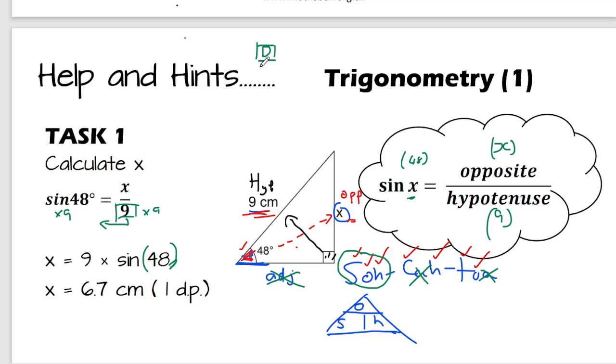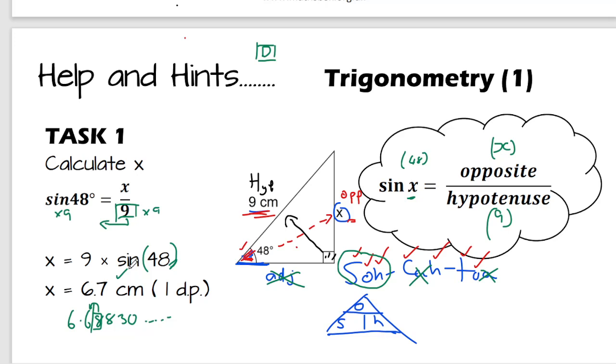If it's in degree mode, I'm going to try that again. I'm going to do 48 sin. That's better. It gives me 0.743144 and so on. And I'm going to times that by 9, and that's going to give me 6.68830 and a load of oddments. You can see what they've done here. They've rounded it to 1 decimal place. So if I round it there, the 8 is going to round the digit in front up. So that's going to give me my 6.7 centimeters.